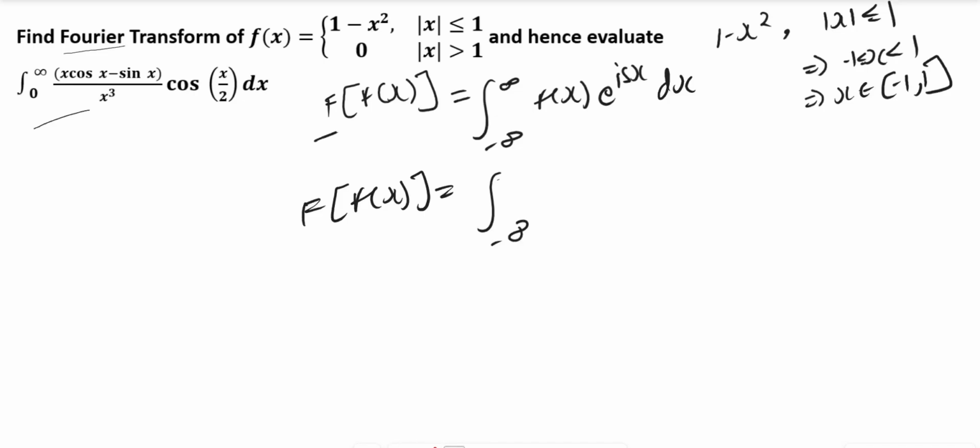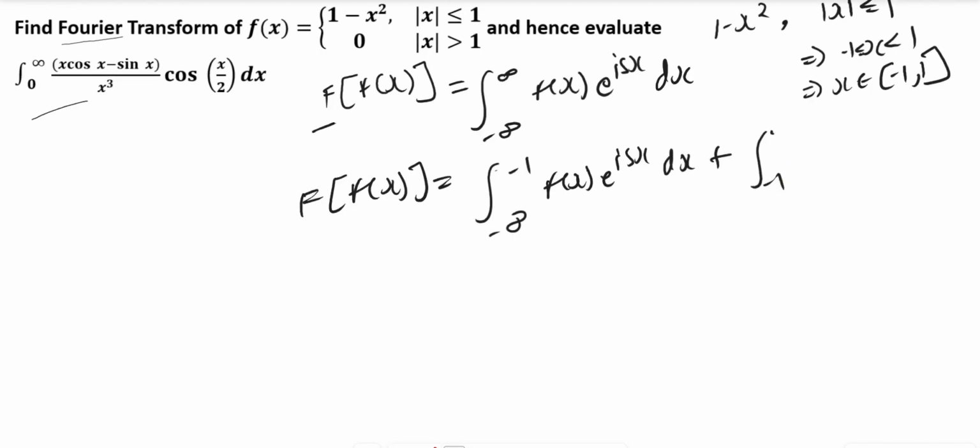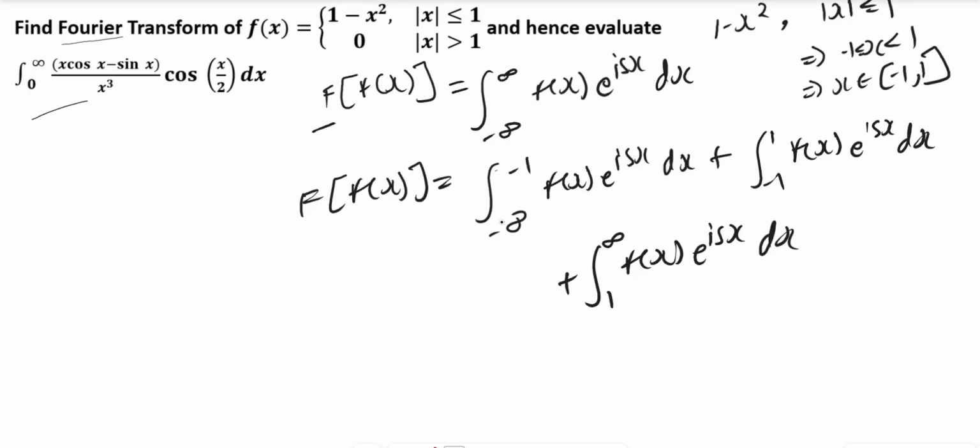So take it from minus infinity to minus 1 f of x e raised to the power iota sx dx plus minus 1 to 1 f of x e raised to the power iota sx dx and plus 1 to infinity f of x e raised to the power iota sx dx. So it is from minus infinity to infinity, जिसको हमने minus 1 to 1 के बीच में break कर लिया है. Now हमें पता है function की value minus 1 से छोटी है तो it is 0, and it is between infinity to 1, it is also 0.